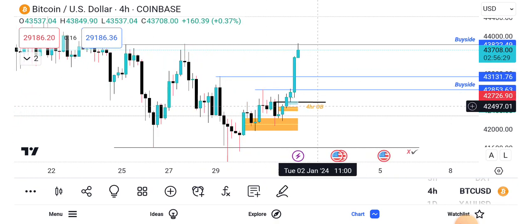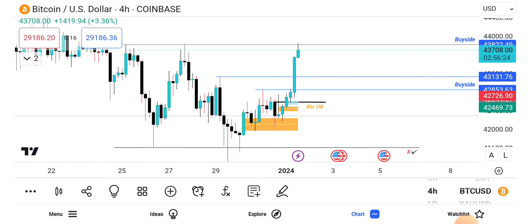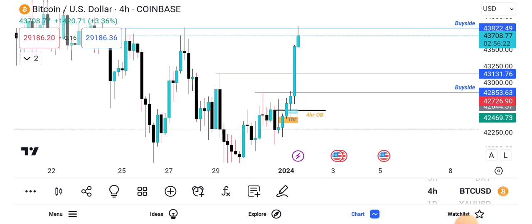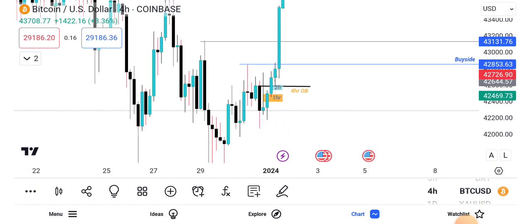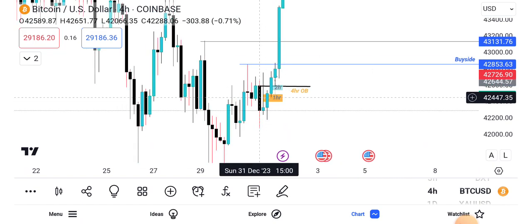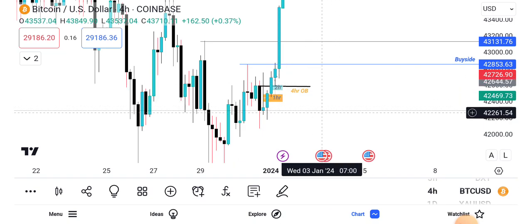And today I was watching this 4-hour order block, and let me get rid of these. I don't want to make this chart too dirty. And so I was observing, I saw this was the last down close candle. So to me, this was a 4-hour order block, so I labeled it there.